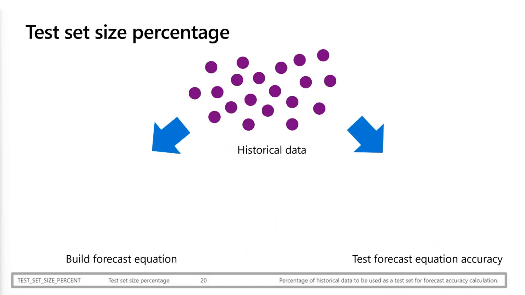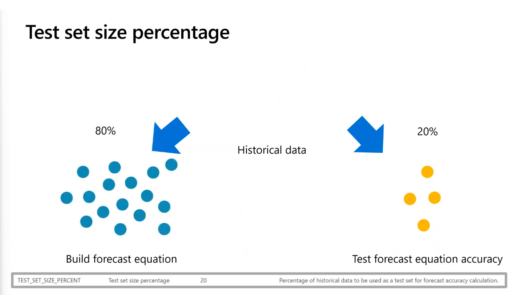And finally, our last forecast algorithm parameter is the test set size percentage. This allows us to define the amount of data set aside for testing the accuracy of the forecast versus how much should be used to generate the forecast equation. For example, if we set the test size percentage at 20%, we would use 20% of our historical data as the test points to calculate our mean absolute percentage error. And the remaining 80% will be used to build the forecast equation as we discussed earlier.